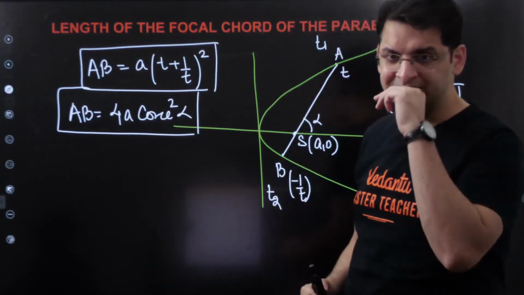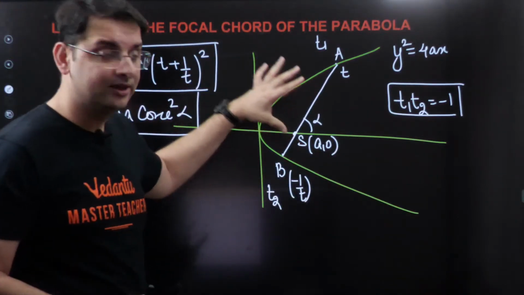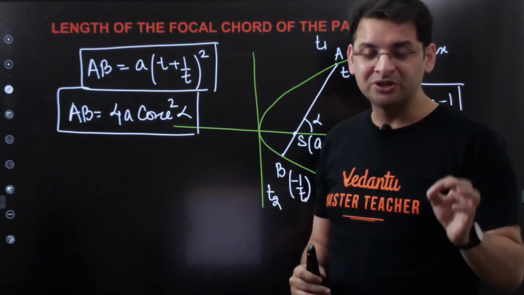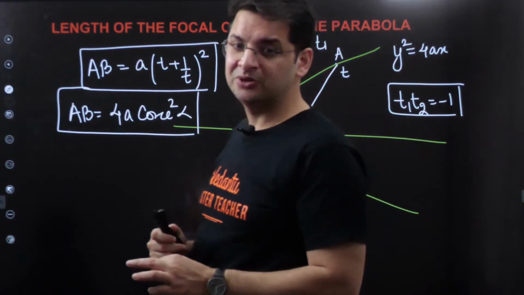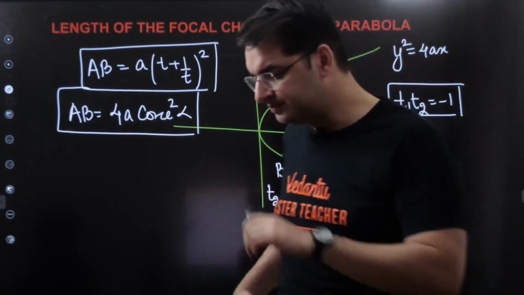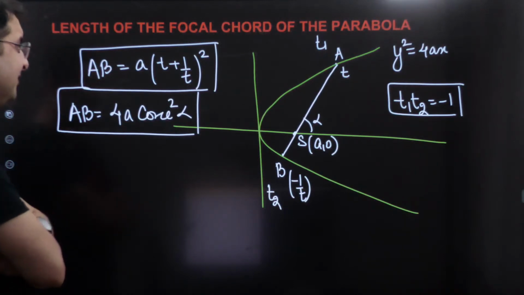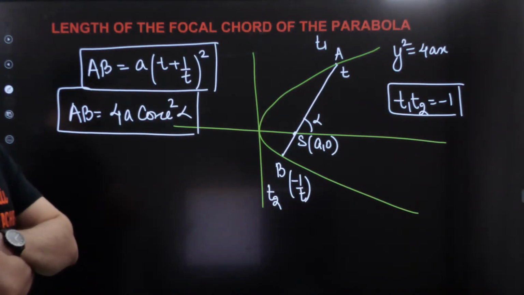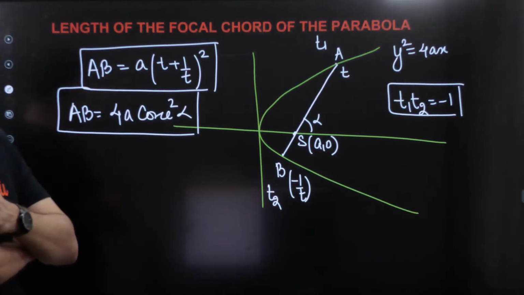We'll see that a lot of questions have been asked based on the focal chord length, and we'll solve one of these questions today also. And we'll see the importance of these two formulas. Is it clear, everyone? Thumbs up on the chat, also like. So these are certain finer points which you have to remember, guys. As simple as that. For JEE Advanced, these points should be there in your mind. Length of the focal chord of the parabola, very important.